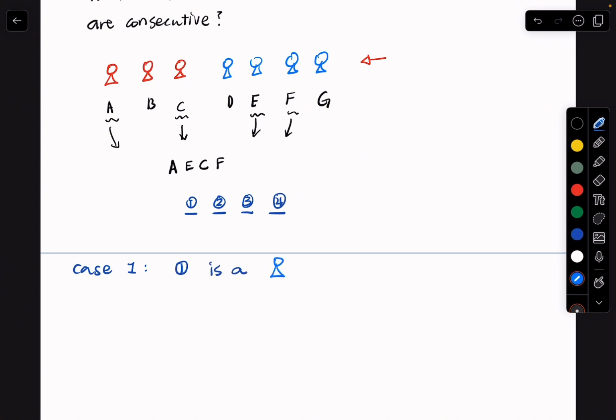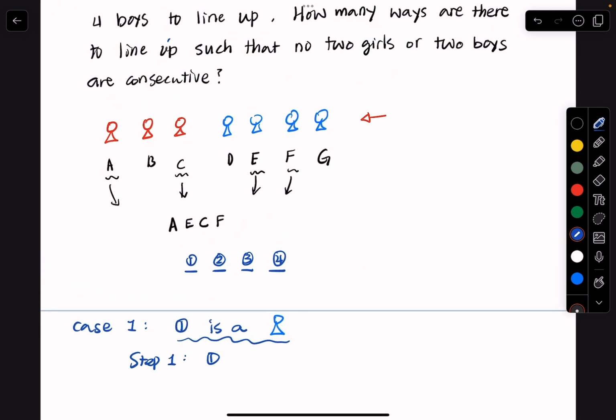So here I'm just going to draw the blue person. How do I count how many ways there are in case 1? If you really understand the last example we went over, you should know the idea of using the multiplication principle here. Our step 1 will simply be to choose a person for the first place. Because in case 1, I already know that the first place is a guy, my only choices are these blue people. I have 4 of them, so I'm going to have 4 ways here.